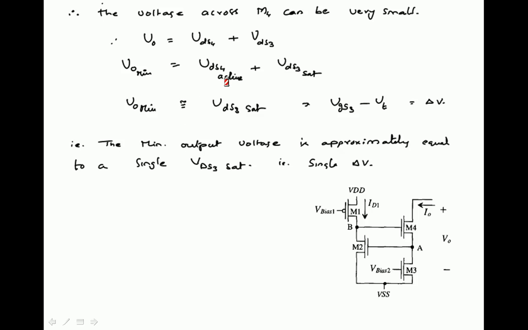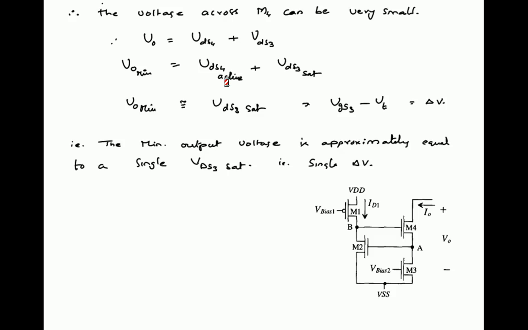For the active or linear region condition, VDS4 is less than VGS minus VT. So VDS4 can be neglected. By that time V naught minimum is approximated as VDS3 saturation. VDS3 saturation is nothing but VGS3 minus VT, that is the effective gate voltage of the M3 transistor, which is nothing but the overdrive voltage. A single delta V is sufficient for maintaining I naught constant in the regulated cascode current mirror.